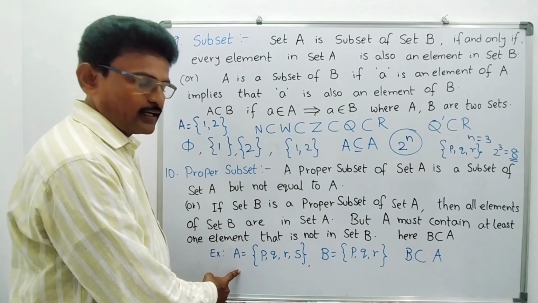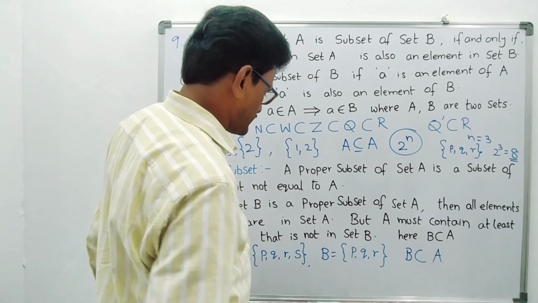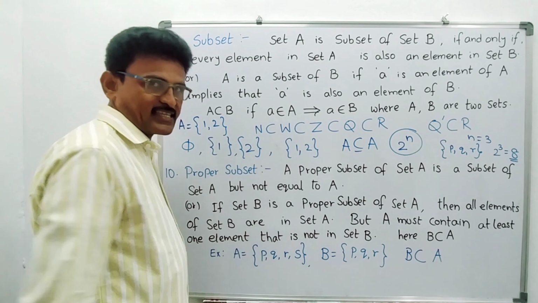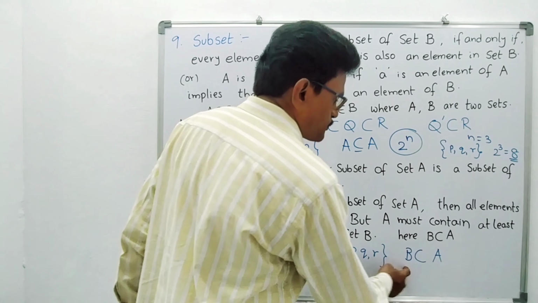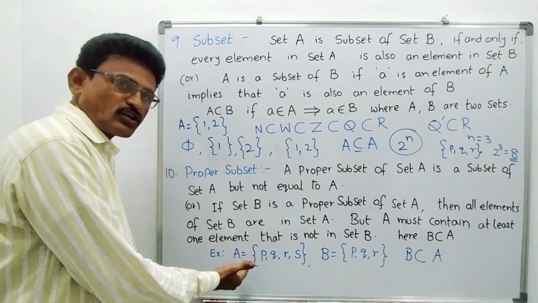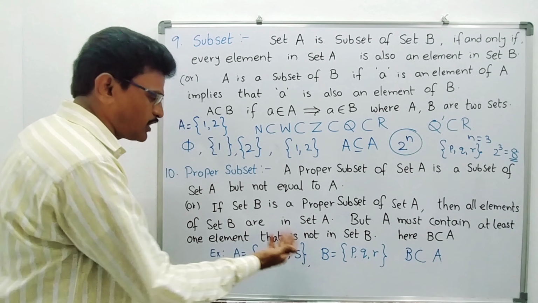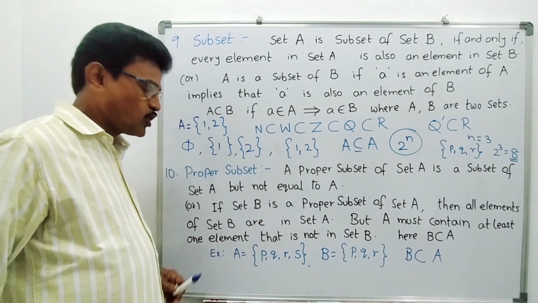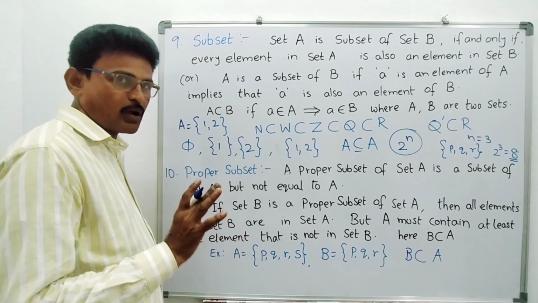Observe here. A has P, Q, R, S, 4 elements. Now another set B has P, Q, R, 3 elements. We observe here also P, Q, R, and an extra S is there. At least one more element is there. So here we can say B is a proper subset of A. Here phi is also a subset of A. Only P is a subset of A. Only the element Q is a subset of A. Only S, or P, Q, or P, S. Like that, in the problems we will explain in detail. But do not write the set P, Q, R, S itself for a proper subset.